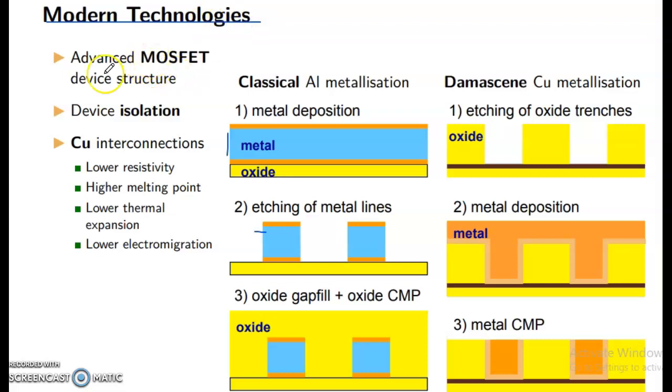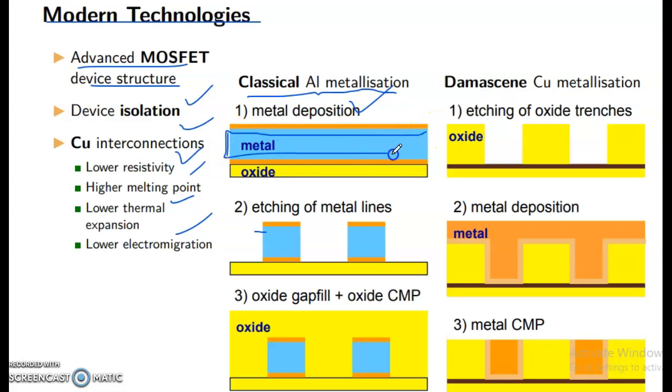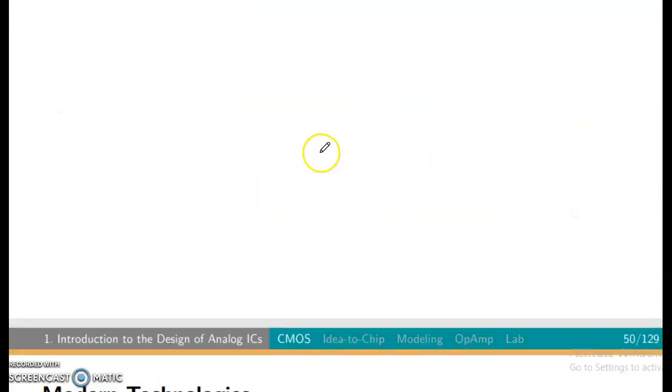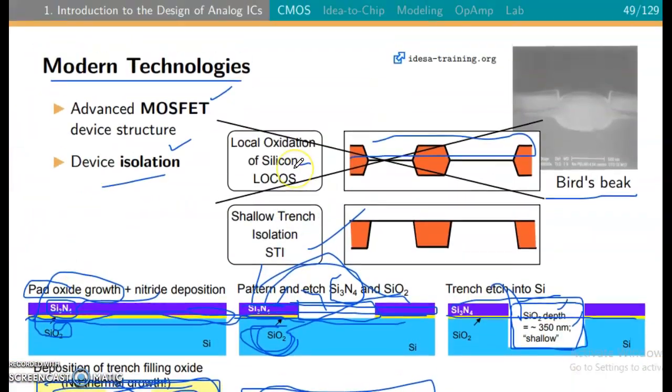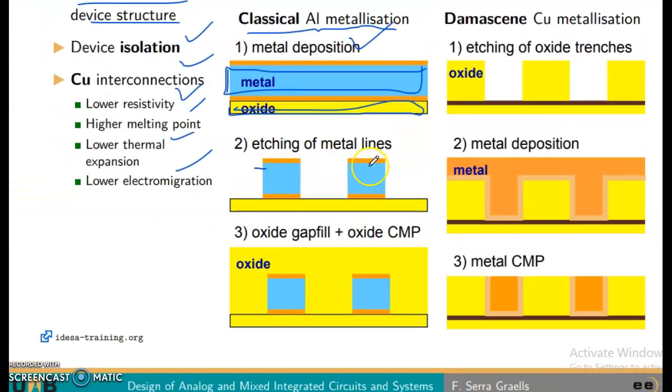Modern technologies: advanced MOSFET device structure, device isolation, Cu interconnections with lower resistivity, higher melting point, lower thermal expansion, and lower electromigration. Classical way of metallization: metal deposition, oxide. Okay, we have already seen this is the modern technology.